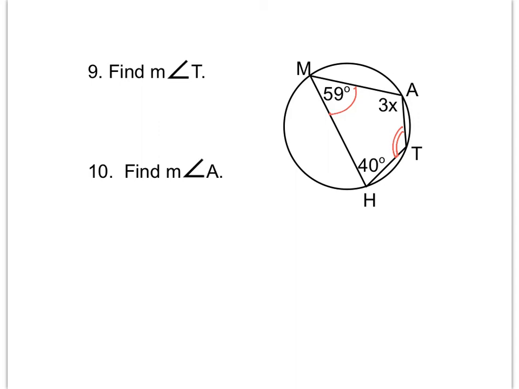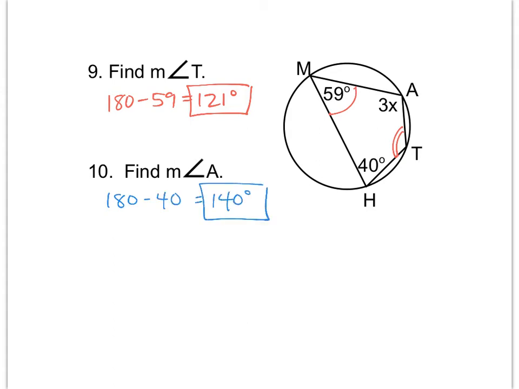So to find the measure of angle T, we would do 180 subtract 59, and it would be 121 degrees. Same thing goes for the measure of angle A. This one's a little confusing because I threw that 3x in there, but really, to find the measure of angle A, all you have to do is look at the angle that's across from it and see that it's 40, and do 180 subtract 40 and get 140 degrees. That is the answer. There is a longer way to do it.